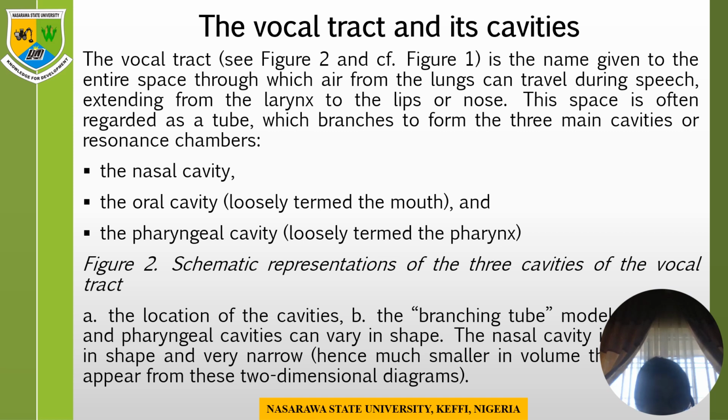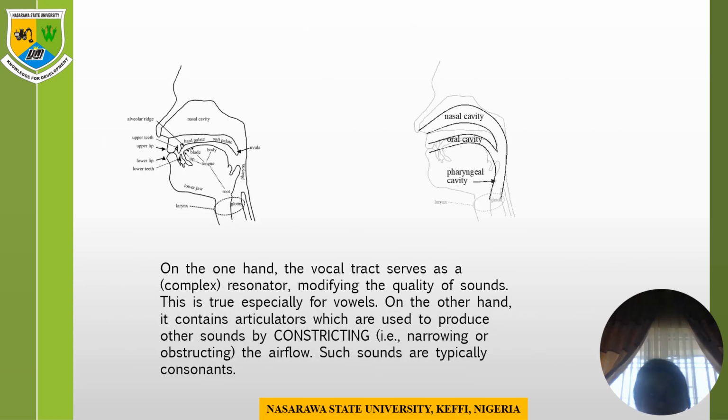The oral and pharyngeal cavities can vary in shape. The nasal cavity is unvarying in shape and very narrow, hence much smaller in volume than it might appear from these two-dimensional diagrams. On the one hand, the vocal tract serves as a complex resonator, modifying the quality of sounds. This is true especially for vowels. On the other hand, it contains articulators which are used to produce other sounds by constricting, that is, narrowing or obstructing the airflow. Such sounds are typically consonants.